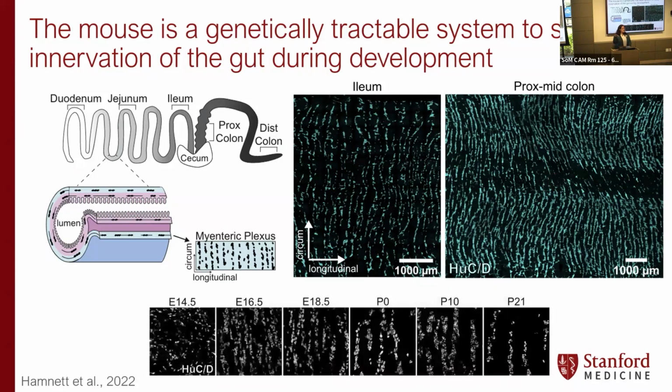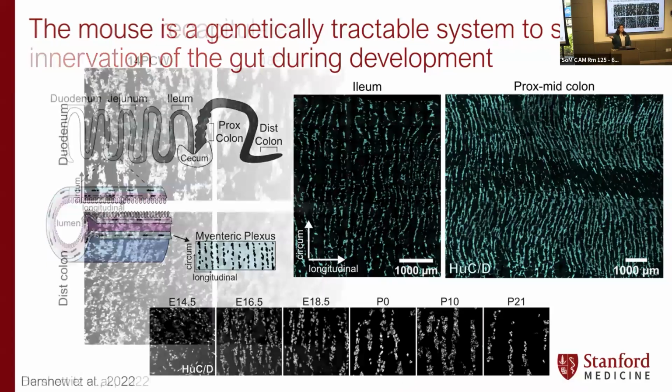Importantly, we can see this not just in the adult, but also during development. This is work that was done by Lori Dershowitz, who was an MSTP student in the lab, who showed that early in embryonic development at E14.5, these neurons are sort of scattered, not very well organized. Then as time goes on through embryonic development and into postnatal development, you can see they coalesce into these ganglia that then form into these neuronal stripes.